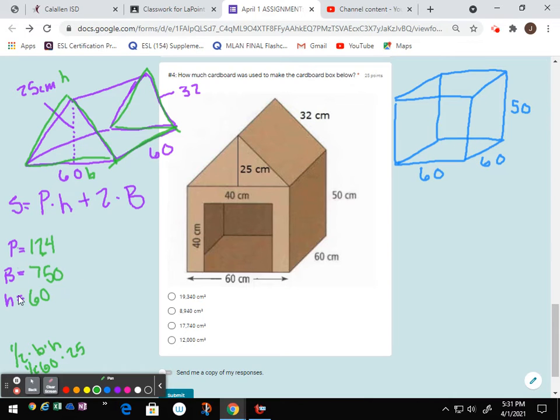All right. Now that we have all of our letters, let's go plug them into our formula. So we have 124 for our perimeter times our height, which is 60, plus 2 times our big B, which is 750. Okay. Let's go plug this all in.